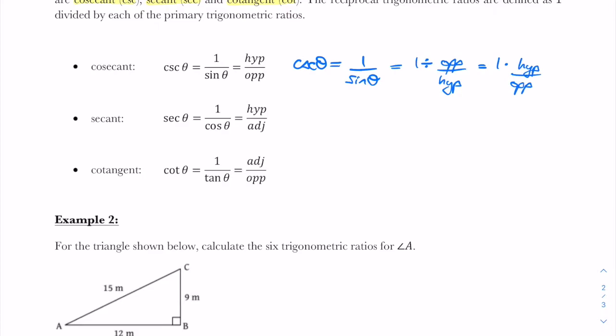So for instance, secant would be the reciprocal of cosine. Since cosine of an angle is adjacent over hypotenuse, you just take the reciprocal to get hypotenuse over adjacent. And similarly, cotangent is the reciprocal of tangent. So instead of opposite over adjacent, it's adjacent over opposite. These are 3 new ratios, and they will come back in grade 12 advanced functions, so please make sure you're familiar with them. Let's try out an example.